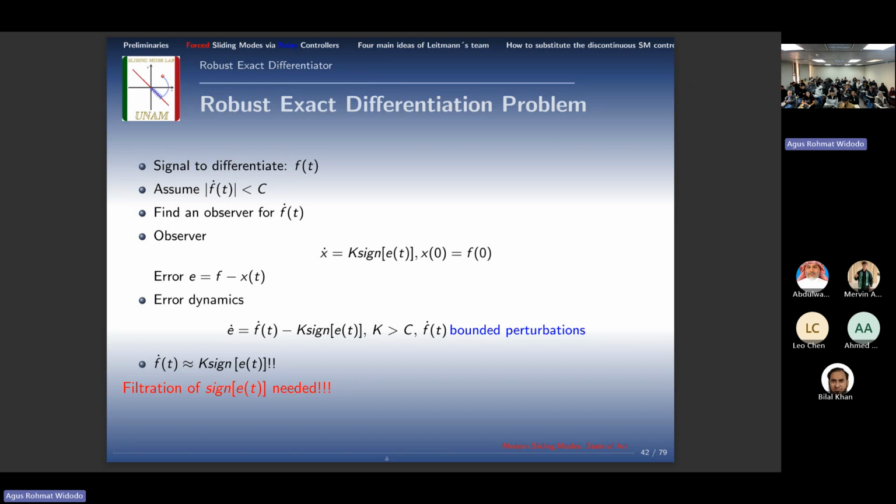And so this signal will equal to F dot. That's good, but this signal is oscillating. So what happens here? You need to differentiate the filter. But because there is a lot of filtration.